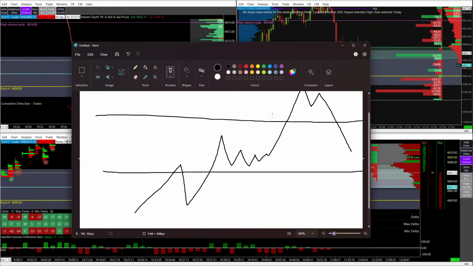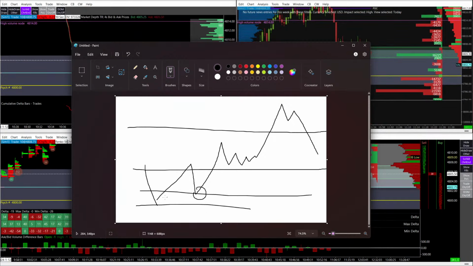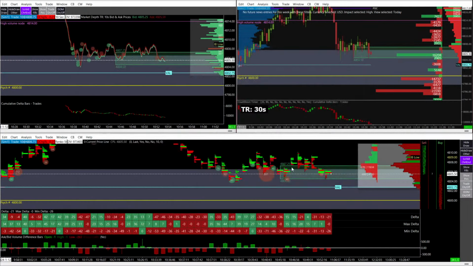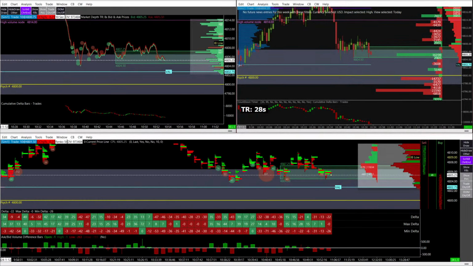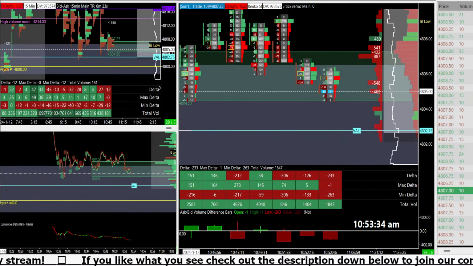This is not good quality, but this is what I look for. As we move outside of value, into a low volume node, look for structure and get in. Inside value you're going to expect chop. Expecting the chop inside value kind of protects you from getting chopped up in the trades. I said chop a lot.